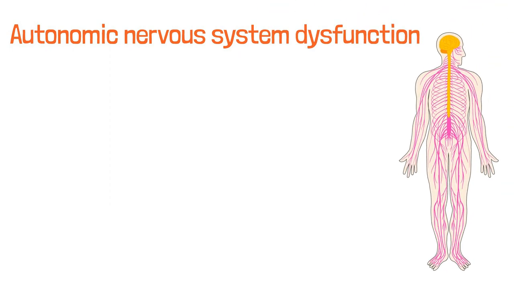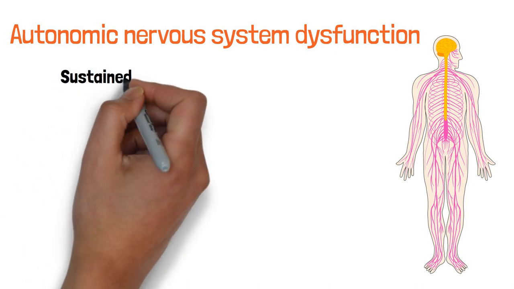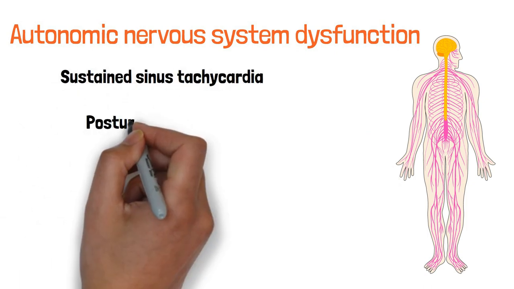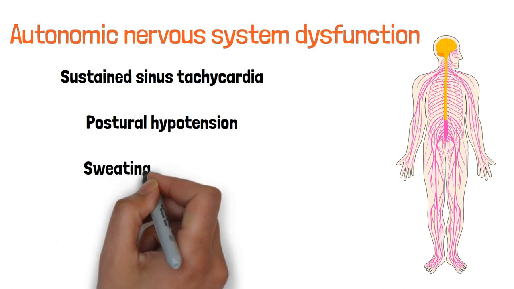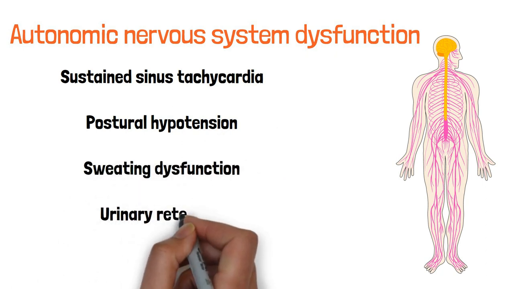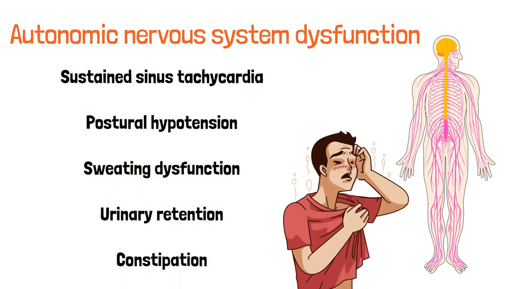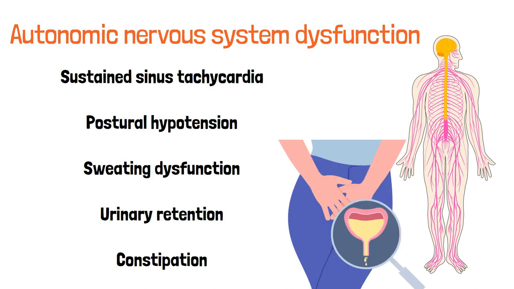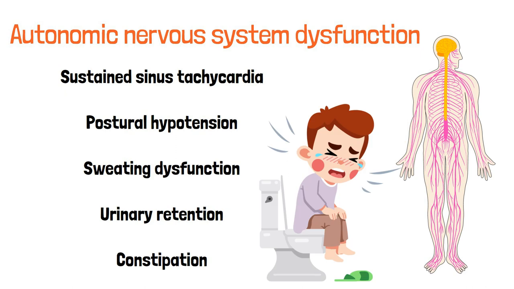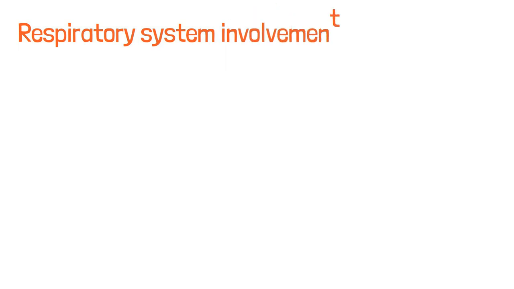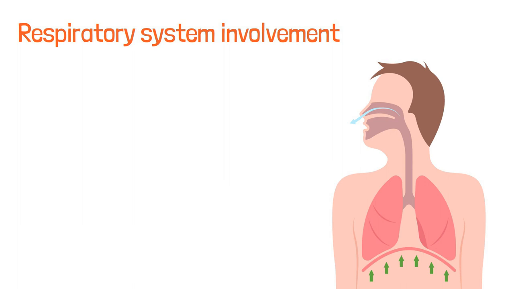So they can present with sustained sinus tachycardia, postural hypertension, which can present as presyncope or syncope, and sweating dysfunction. They can present with anhidrosis or diaphoresis, and urinary retention and constipation. Respiratory involvement is a very important feature in Guillain-Barre syndrome. Up to 20-30% of GBS cases progress to respiratory failure.